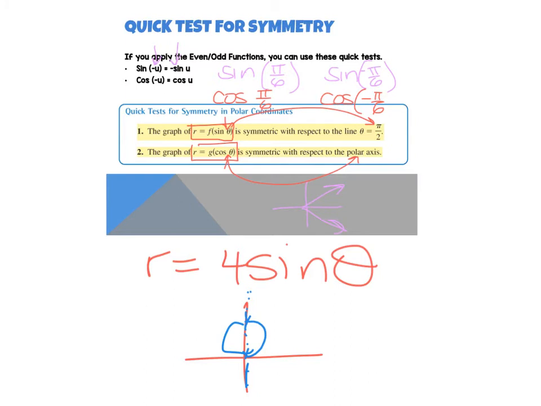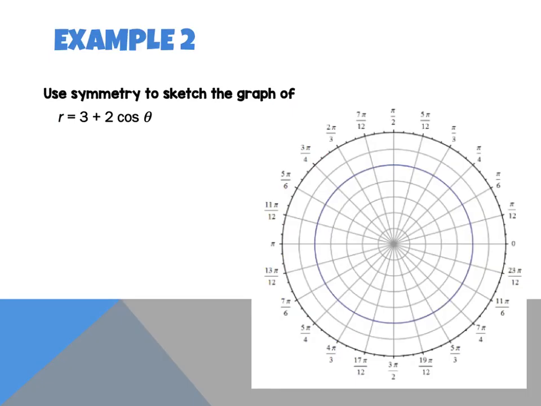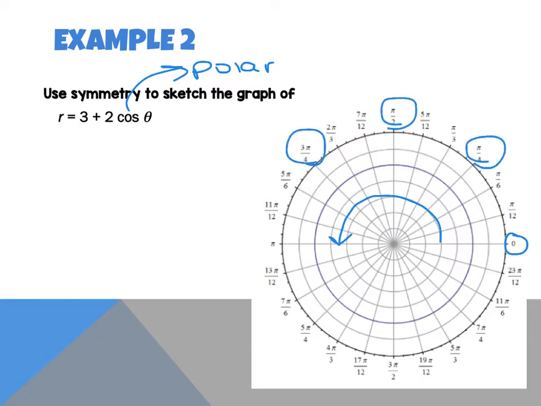If it has sine, it's symmetric to the pi over 2. If it has cosine, it's symmetric to the polar axis. For the pole, it's a different test, where you'd have to change the r in order to figure it out. Okay, so use symmetry to sketch the graph of r equals 3 plus 2 cosine theta. Instead of plotting all the points we plotted before, we're going to be strategic about it. If it's cosine, what do we think it's symmetric to? The polar axis. So I'm going to plug in points from the first and second quadrant and then just mirror it below. Instead of doing all of them, let's pick some: 0, pi over 4, pi over 2, 3 pi over 4, and pi, and see if we can get a shape.